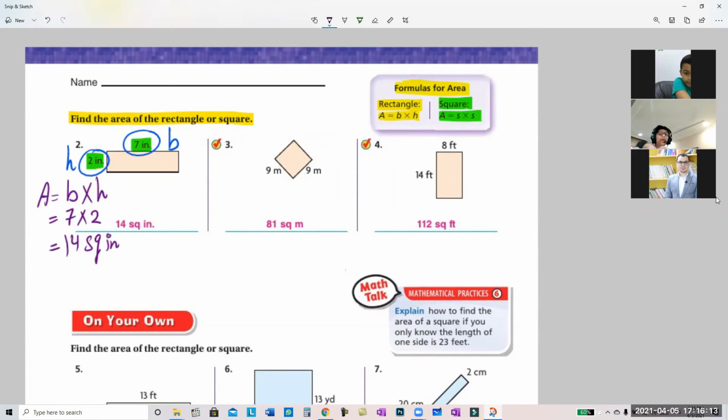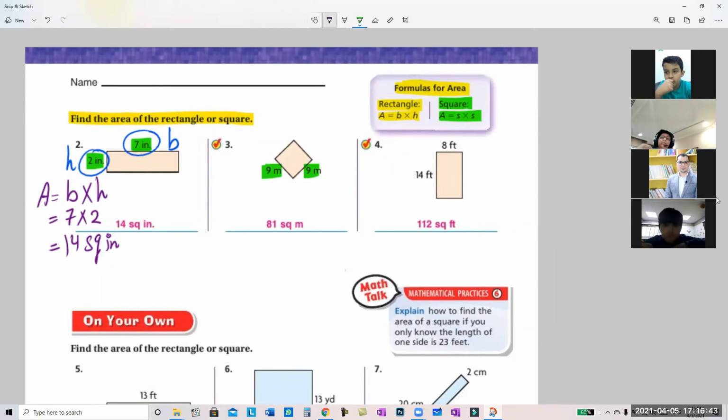What is A equals S times S and the square? What is S? S means side length, okay? S for the side length, because all sides of a square are equal, right? So the next one is a square, right? Because we have here 9 meters and 9 meters.